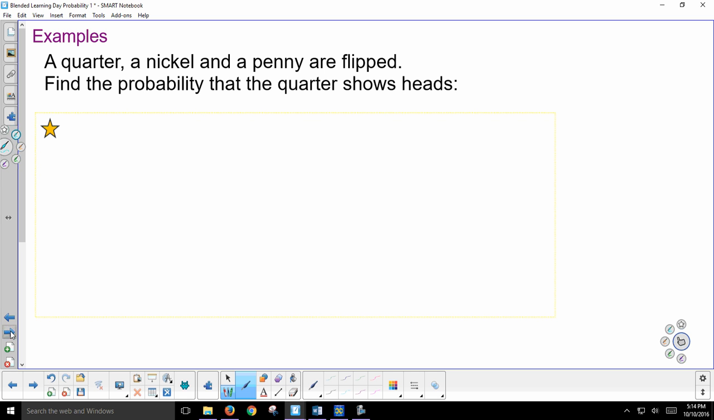Well, our favorable outcome is a head, and our total outcomes is head or tails. So we have one favorable outcome over 2 possibilities. And the question throws you off because it talks about a nickel and a penny, but we don't actually care about the nickel and the penny. We're only worried about the probability that the quarter shows a head. So in this particular case, 1/2 is going to be our probability.